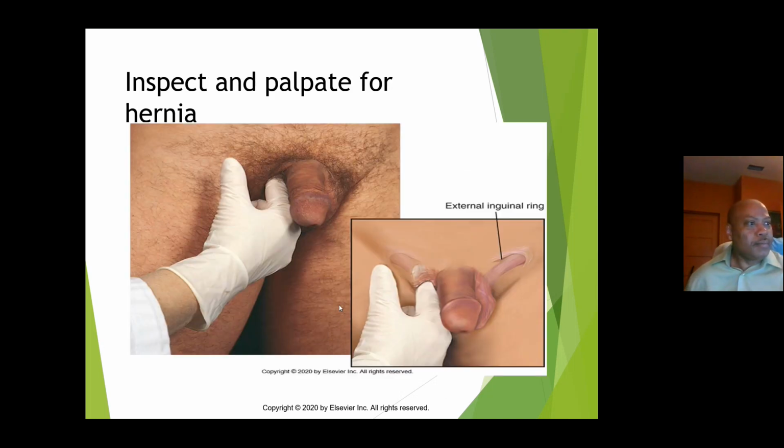All right. And these are just some of what I was talking about. You have the external inguinal ring, and this is what I'm saying. You place that index finger in the inguinal ring, and then you have them bear down, and you might feel the intestine bump up against the finger. Here is both.